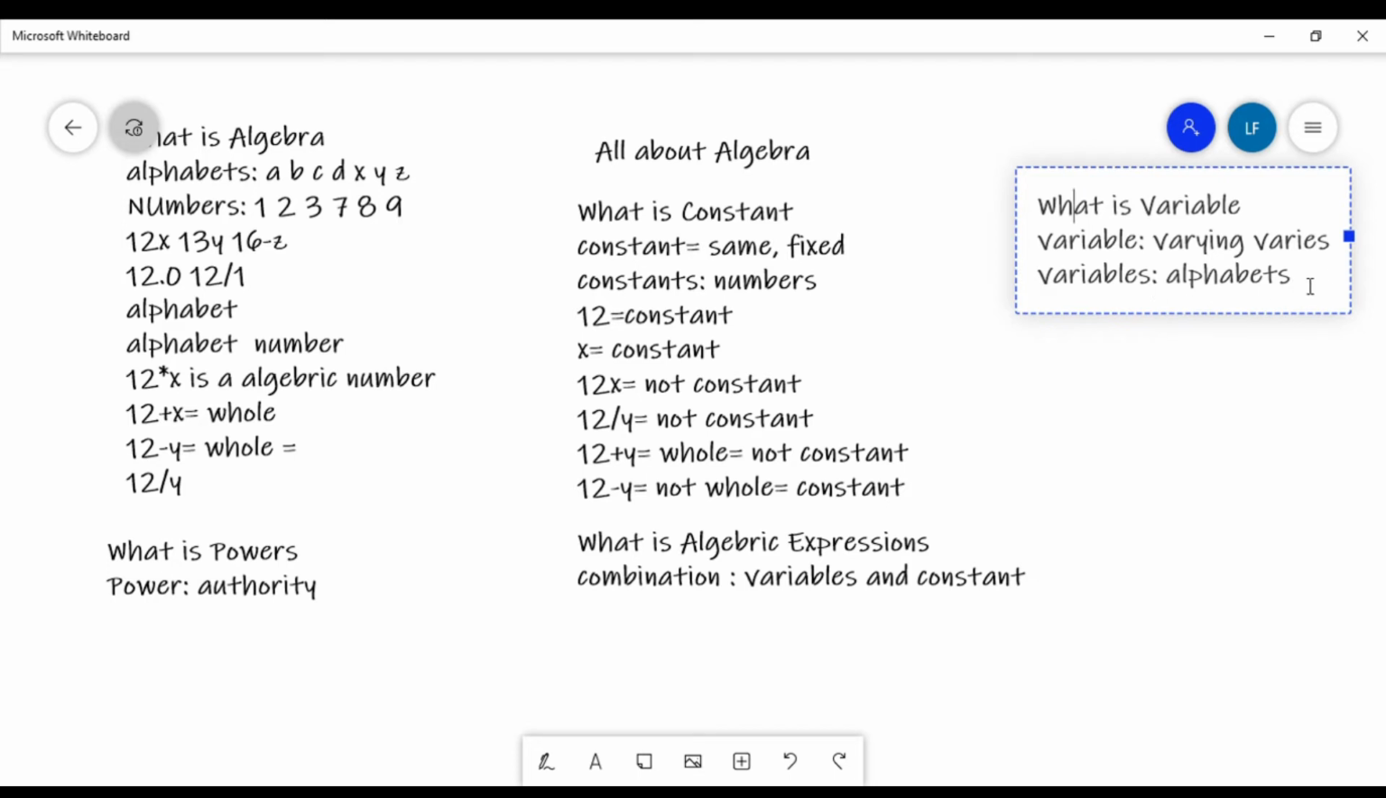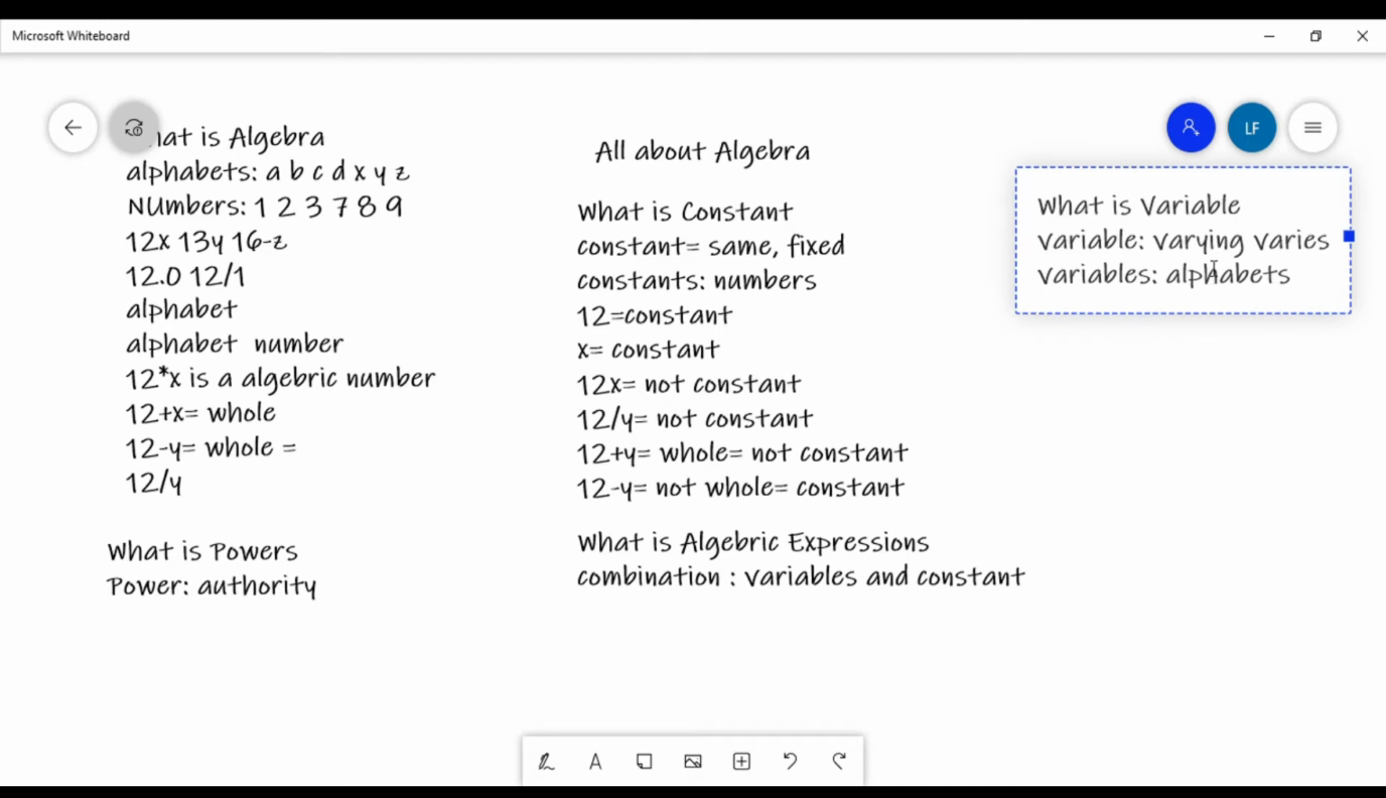So, I've been talking about numbers, 12 and so on. But we still don't know what this y, x, a, b, c, d do. What is their part? Well, we learn that here, under the topic variable. Okay, so what is a variable?